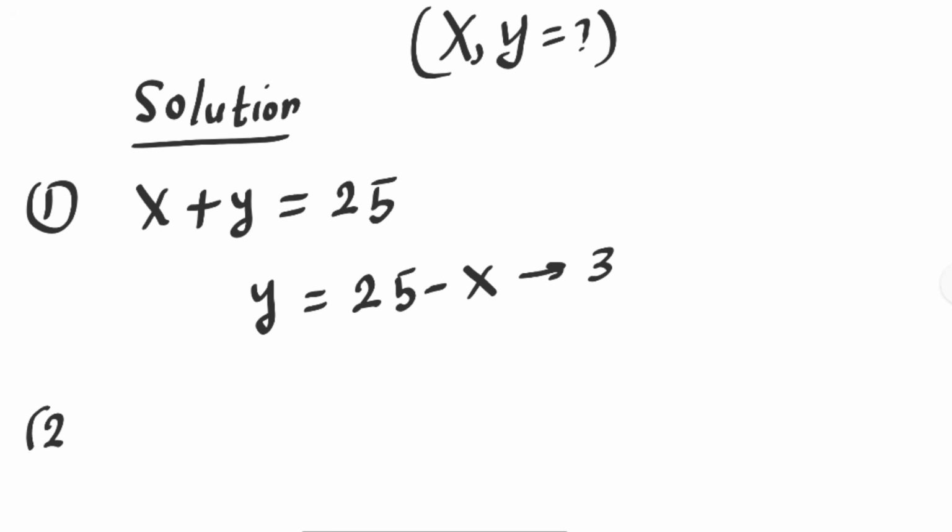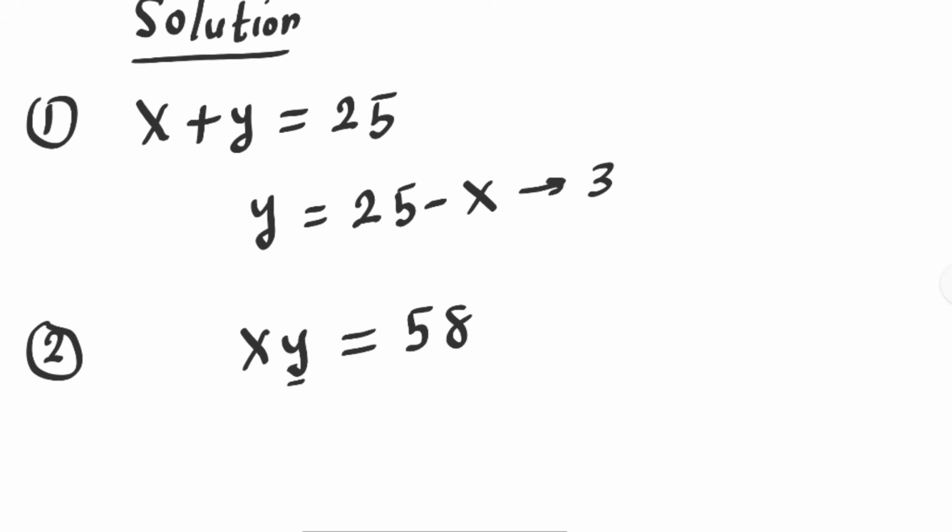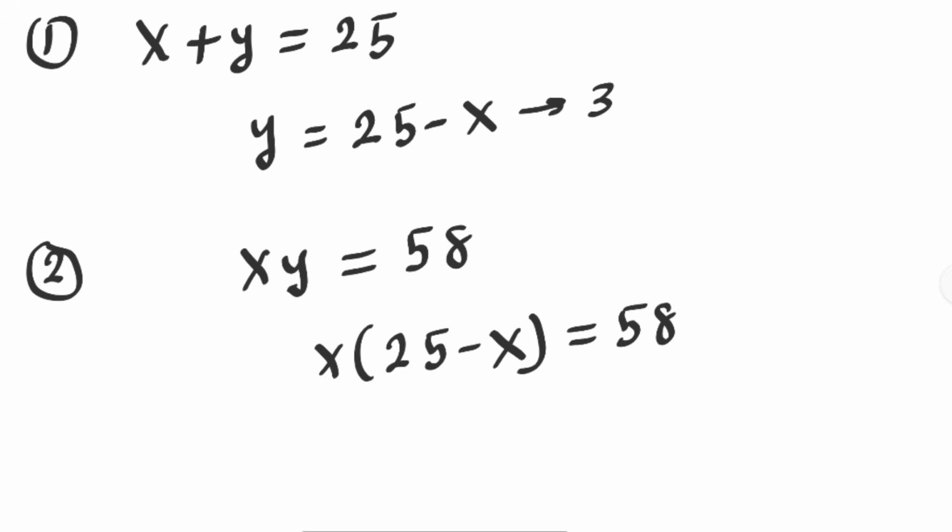From equation 2, xy is equal to 58. Now we can substitute for y, which is 25 minus x. x bracket 25 minus x is equal to 58. Now let us open the bracket with this x. x multiplied by 25, that is 25x, minus x multiplied by x, that is x squared, is equal to 58.